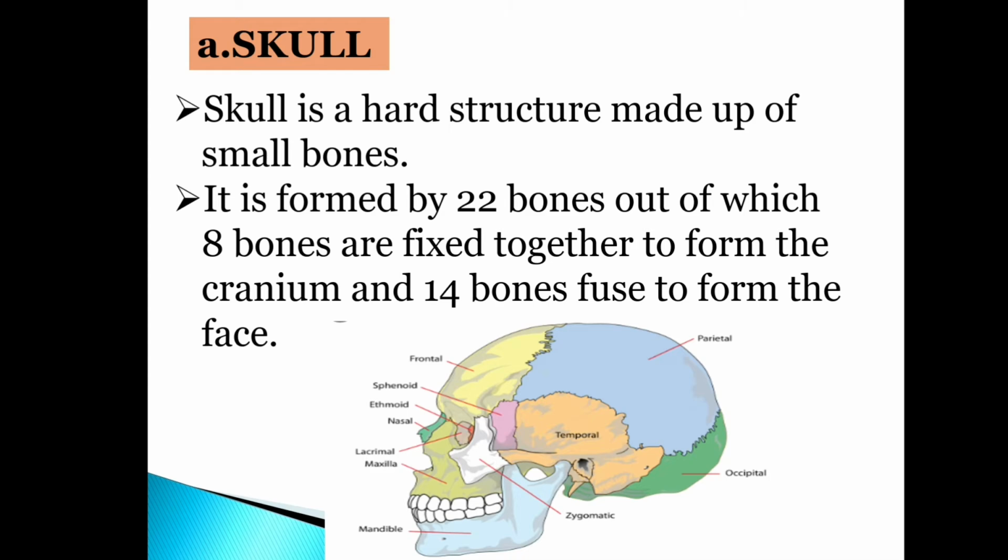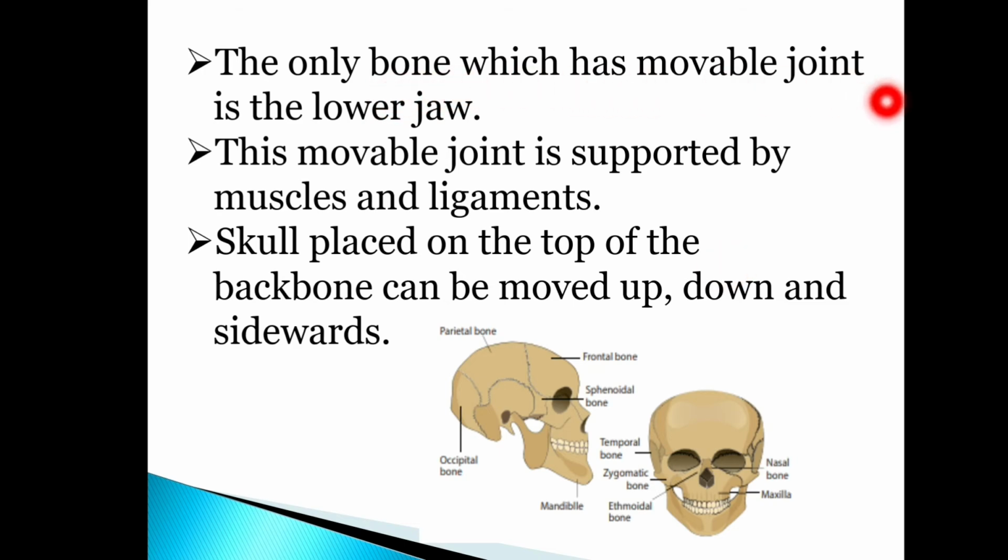The only bone which has a movable joint is the lower jaw. This movable joint is supported by muscles and ligaments. The skull, placed on the top of the backbone, can be moved up and down and sidewards.